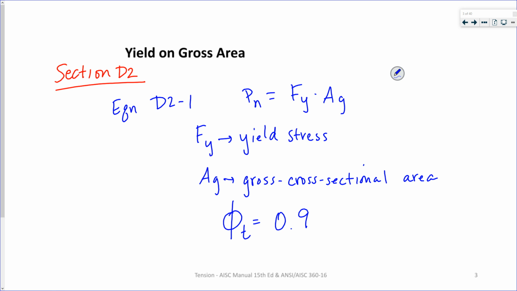So if I were to calculate the tensile strength according to tensile yielding, phi t P n would be equal to phi t F y A g, where phi t is equal to 0.9.